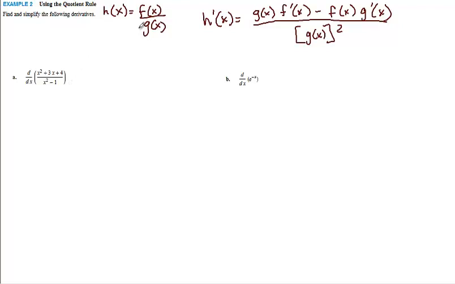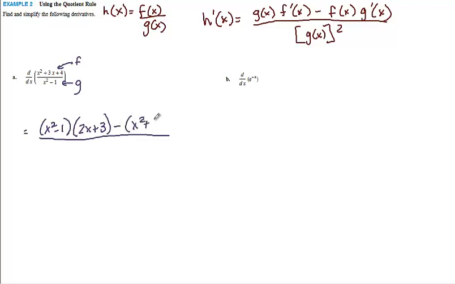Okay, I've written the quotient rule up here. So let's call this top one f, bottom one g. Let's see what this equals. Okay, the low one, that's the g, x squared minus 1, times the derivative of the top one, 2x plus 3, minus the top one, x squared plus 3x plus 4, times the derivative of the low one, 2x, all over x squared minus 1 quantity squared.